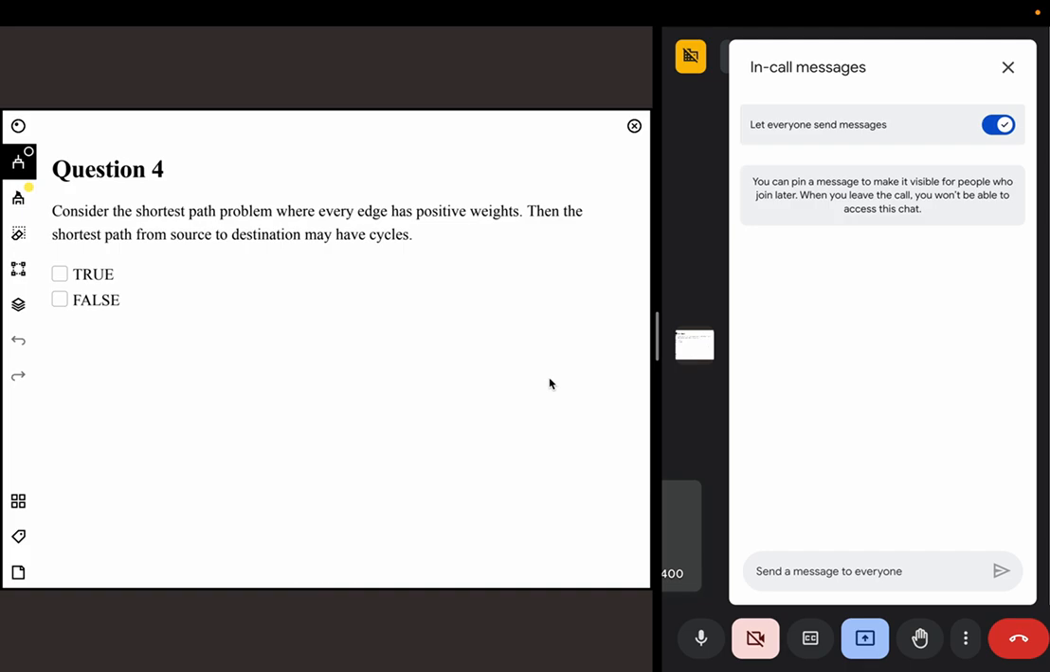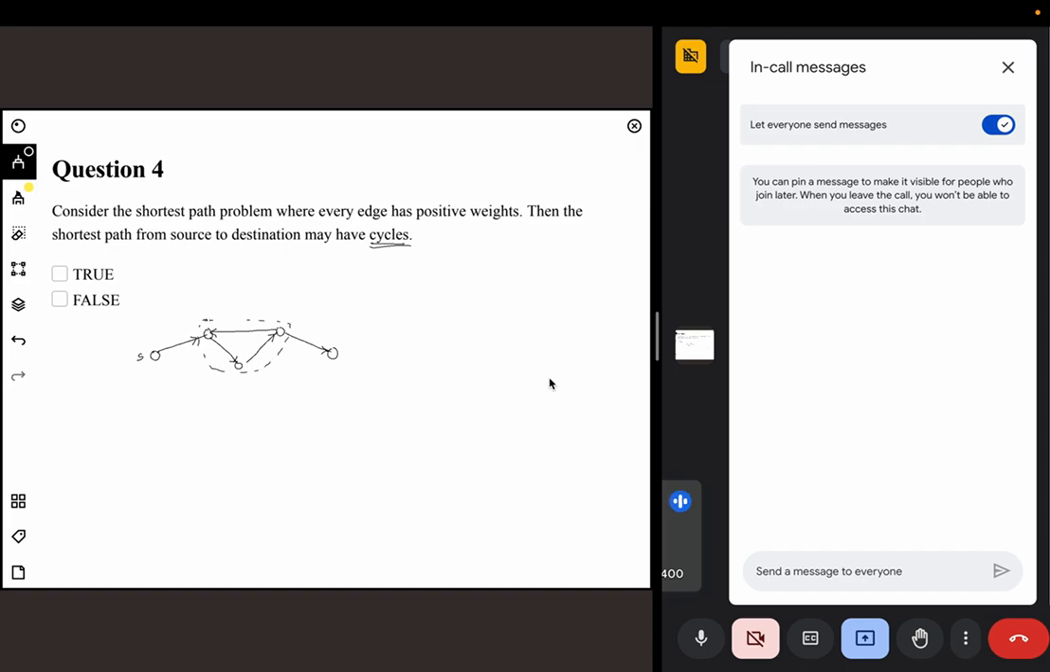Okay. So here the next one is about cycles. If I have a shortest path problem where every edge has positive weights, then the shortest path from source to destination may have cycles. Can it have cycles? Cycles is basically you're just taking loops. You start from a point, go somewhere, and eventually come back again. Or say you go somewhere else, and then you keep looping here, something like this. So this is your cycle.